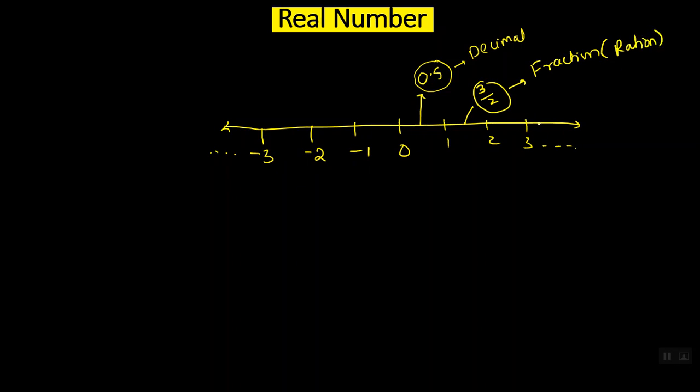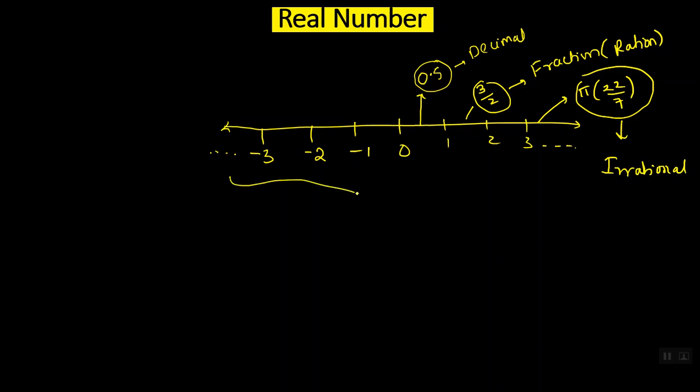Let's say somewhere over here is the value of pi, 22 by 7, which is approximately 3.142 something. This type of number is said to be an irrational number. So look at the number line. If I'm talking about all the complete numbers, that is negative, 0 and positive, these are said to be integers.